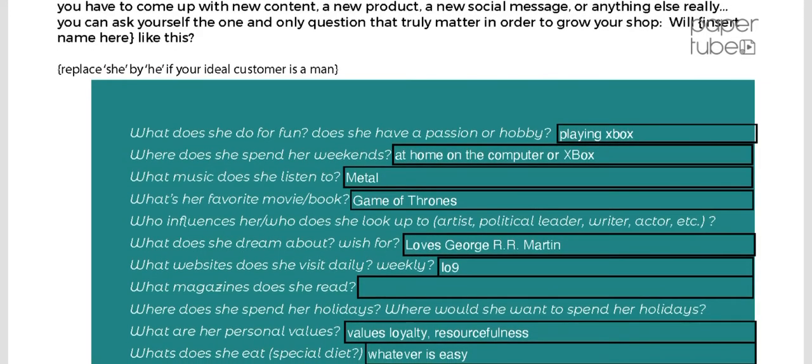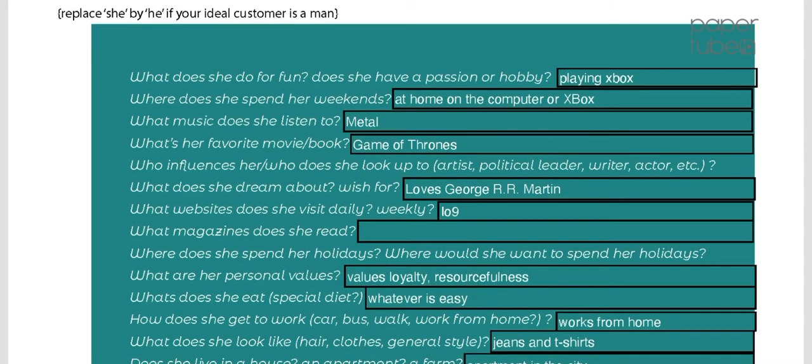So in this case, well, what does he do for fun? His passion or hobby? Well, that would be playing Xbox. And where does he spend his weekends? At home, on his computer or his Xbox. What music does he listen to? Metal, specifically Norwegian death metal. His favorite book or movie is Game of Thrones, either the TV show or the book. And he loves George R.R. Martin.